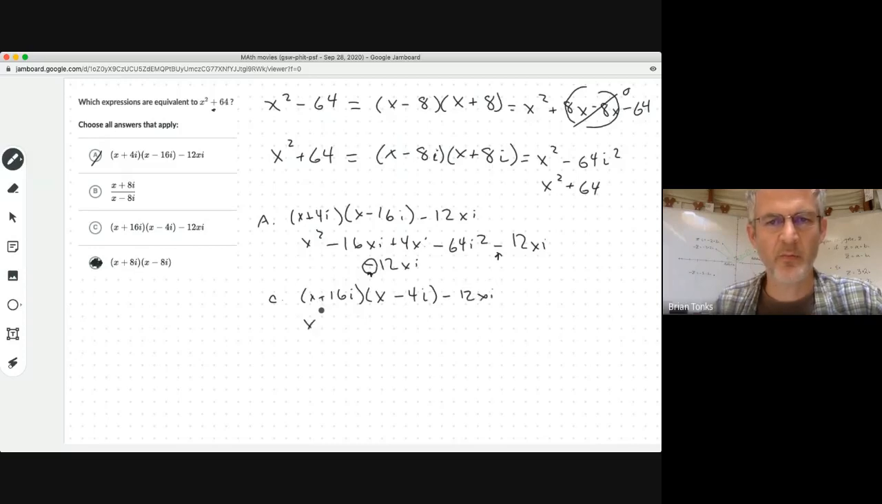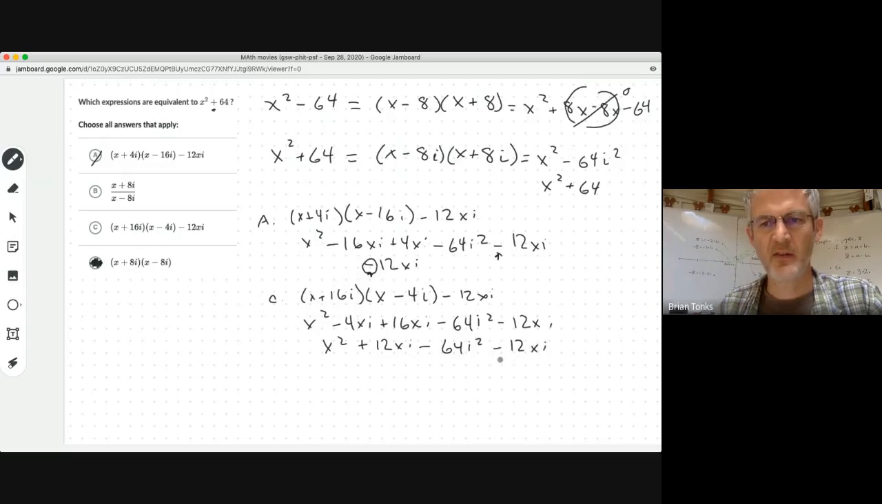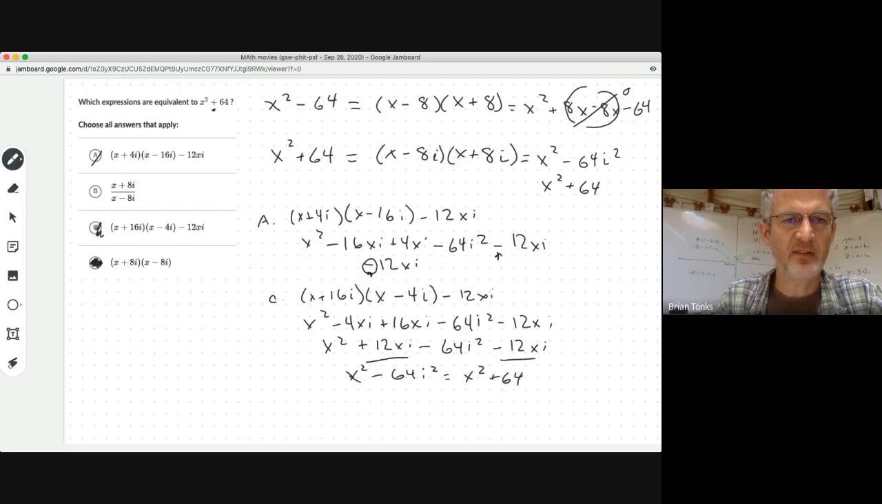So I'd get x squared minus 4xi plus 16xi, just like I hoped for. And then these two are negative 64i squared. And all of that still has minus 12xi because we have done no operation that interacts with that part. So these two here give me plus 12xi when I do combining like terms. I still have x squared. I'll have minus 64i squared. Over here I have negative 12xi. And this piece and this piece subtract away to 0, leaving me x squared minus 64i squared, which is x squared plus 64, giving me this as a second solution.